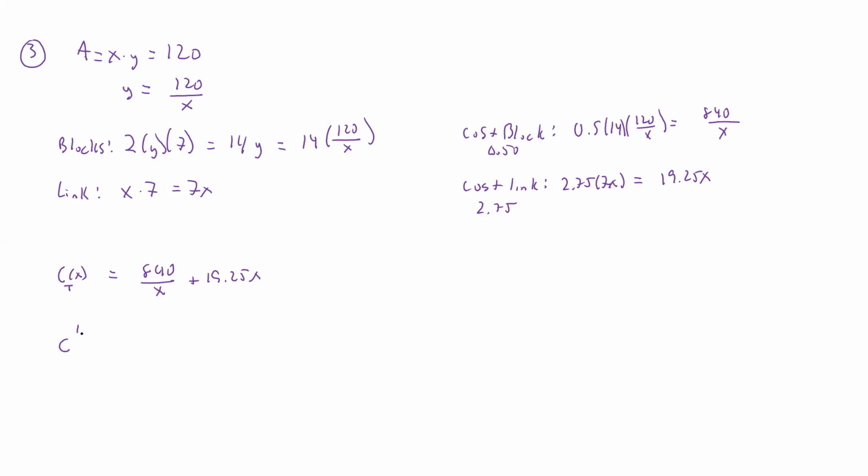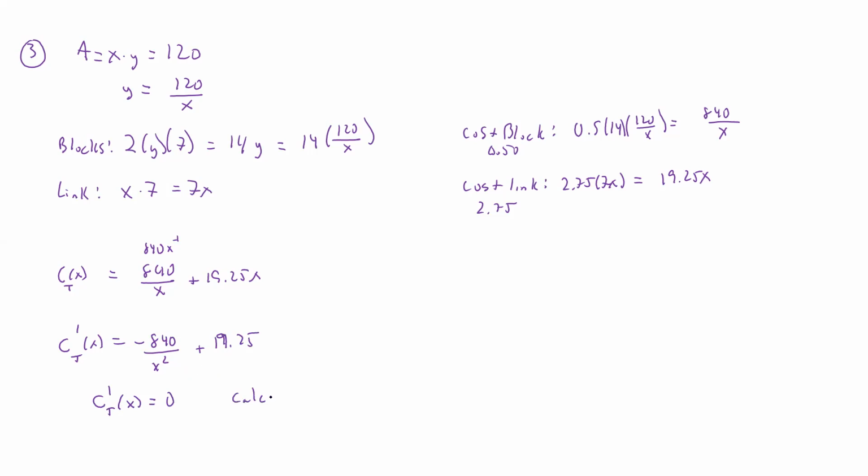Now we need C prime of x total. Remember, 840 over x is the same thing as 840x to the negative 1. So we're going to have negative 840x to the negative 2, over x squared, and then plus 19.25 after we take the derivative. Okay. Now let's set C prime of x equal to 0.